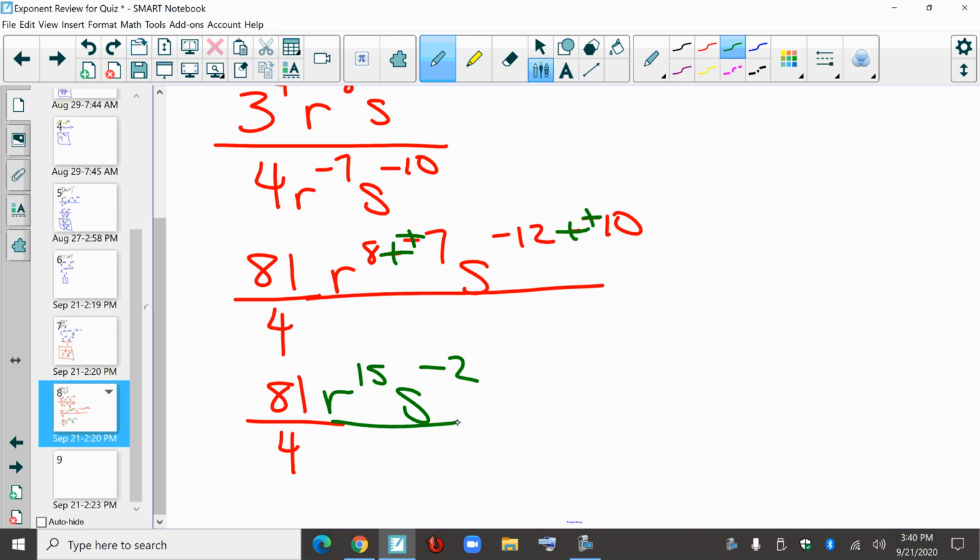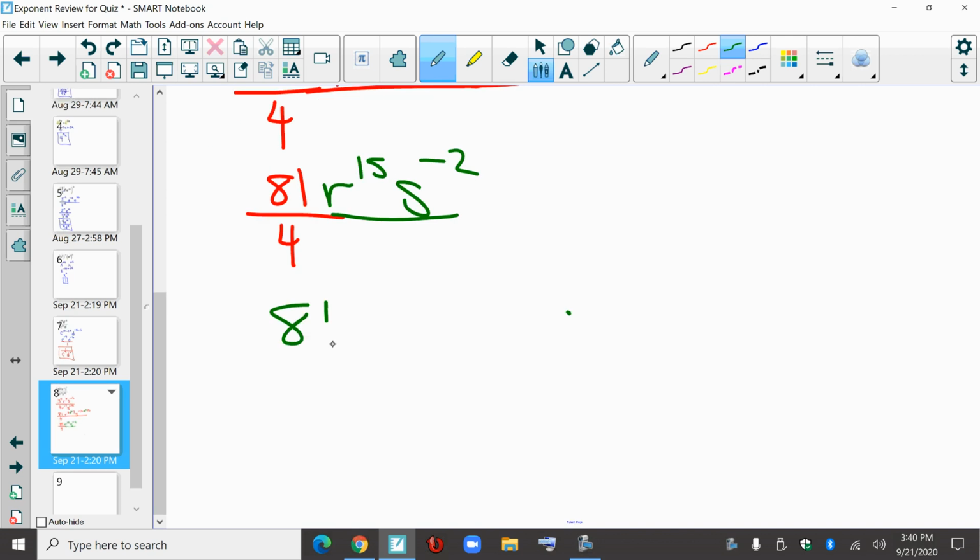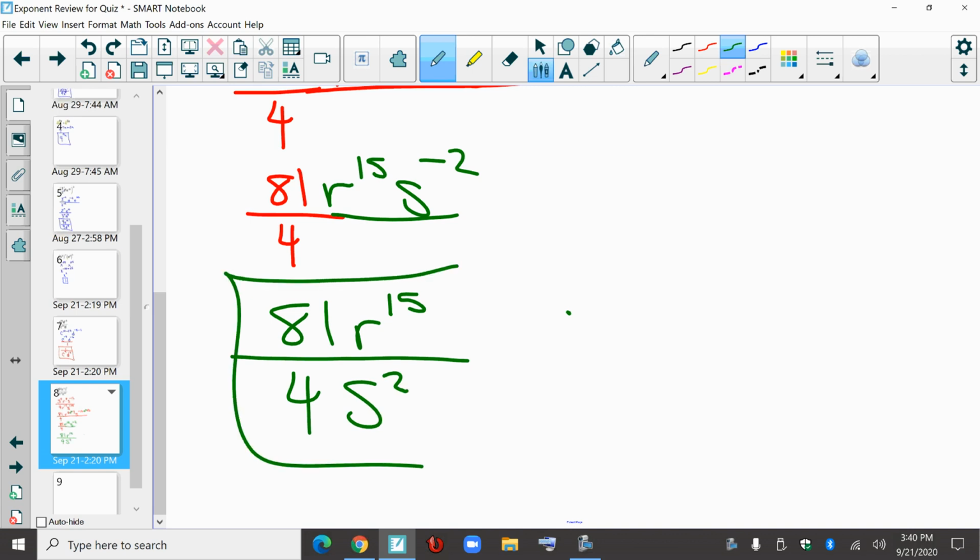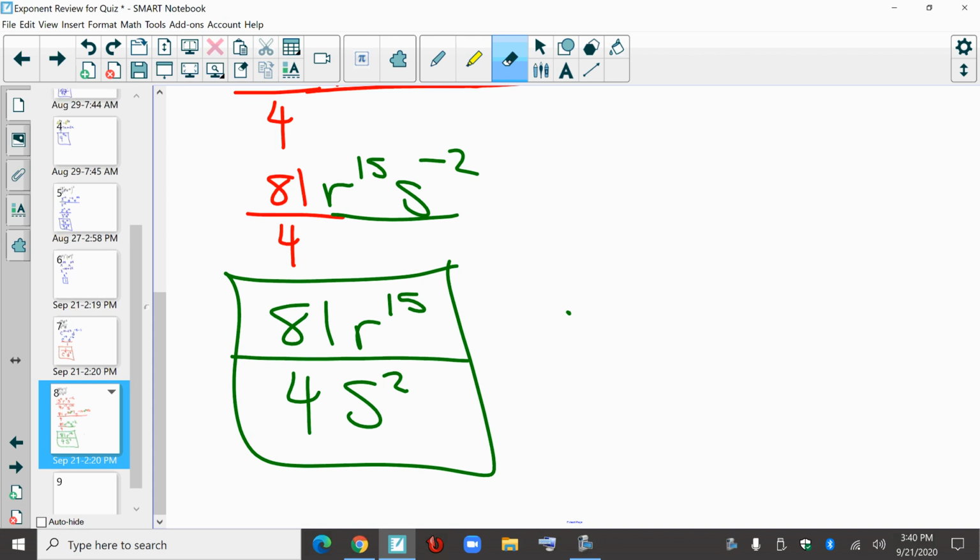Should I stay or should I go? That's going to be 81 stays, the 4 stays, the r to the 15th stays, but the s to the negative 2 goes to the bottom. That is your review for the quiz that you are going to have tomorrow. If you have any questions, please come and ask me.